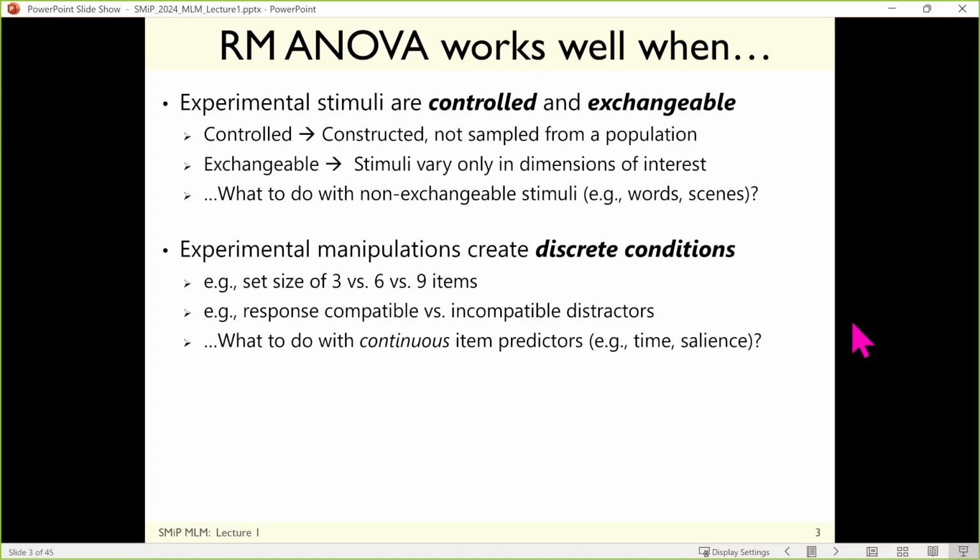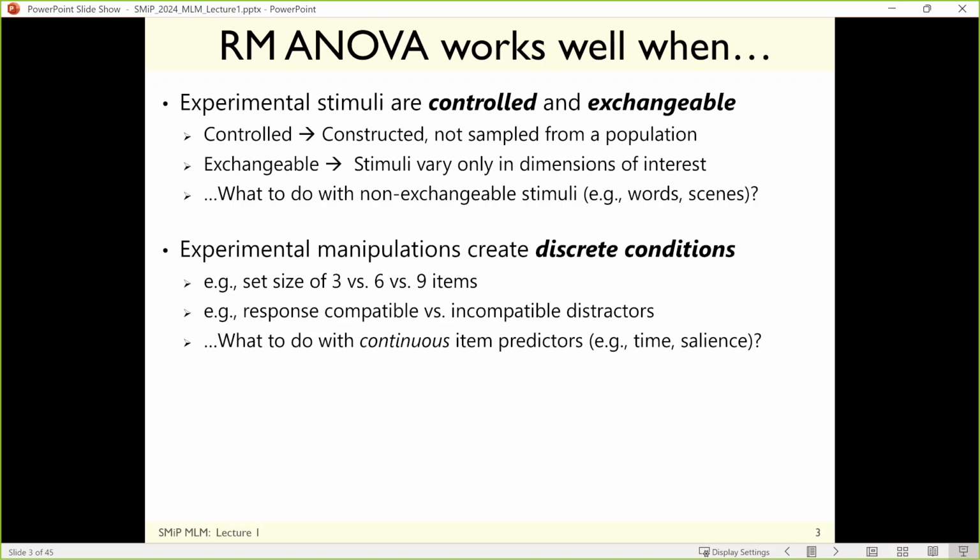It also works best when the repeated conditions truly are discrete. So for instance, if you have the single task condition versus the dual task condition, those are clearly separate things. I'm used to the world of visual attention studies, where you might have a visual search task and you have to find a target and there's 3 distractors versus 9 distractors versus 24 distractors, whatever you have, then each of these is a separate condition. But what if that's not true?